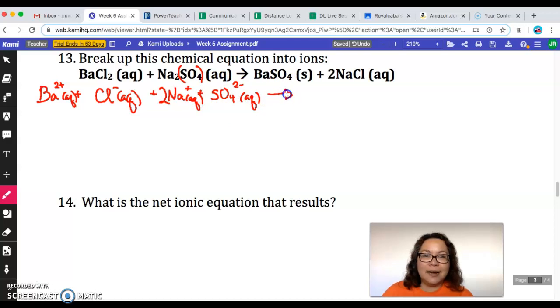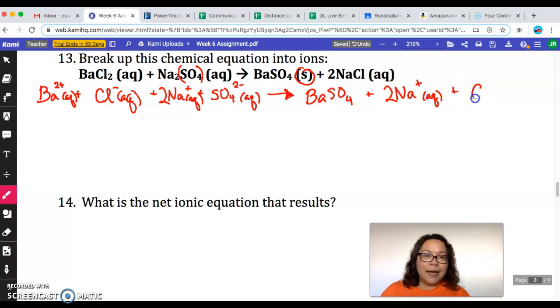Do the yield arrow. Barium sulfate, oh, take a look. This is a precipitate, so we don't have to separate this. Leave that as is, BaSO4, okay? And then the next one, sodium chloride, it's aqueous, so we can separate that. We can break that apart into 2 ions. Sodium, and we know the oxidation state is +1. Oh, but look, we've got 2 sodiums here. Don't forget to put the coefficient. And also aqueous.